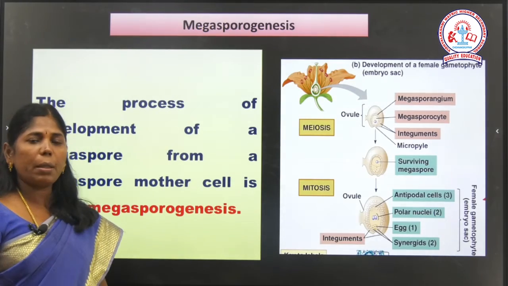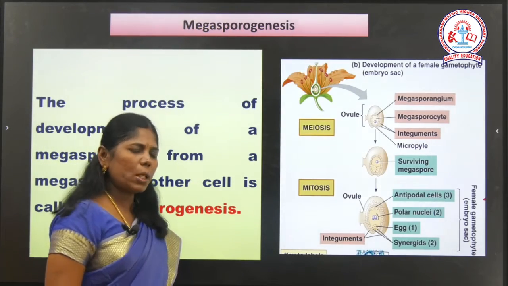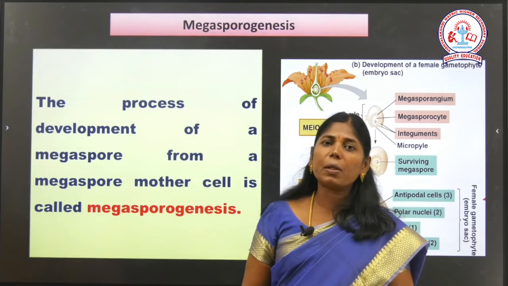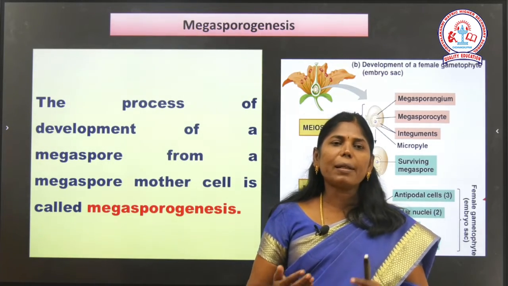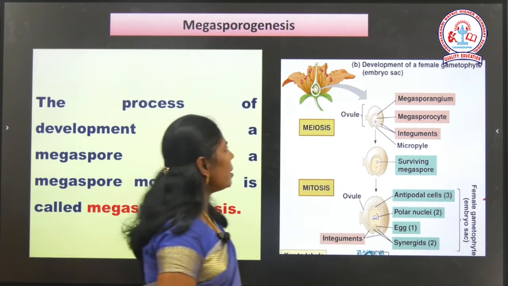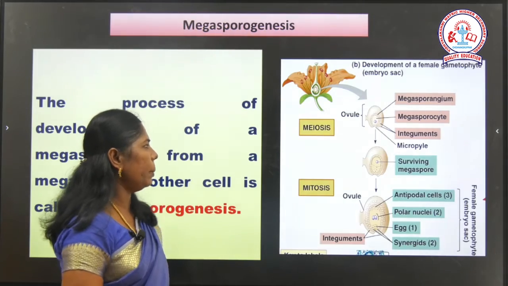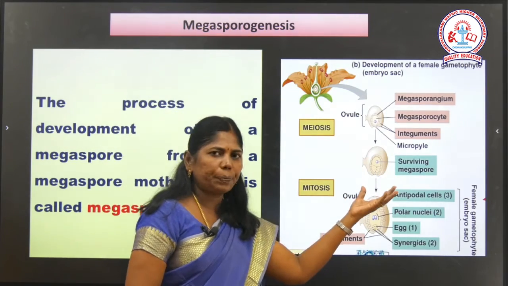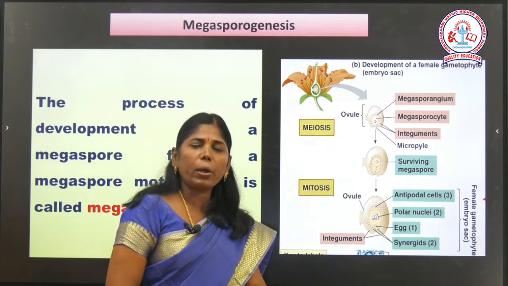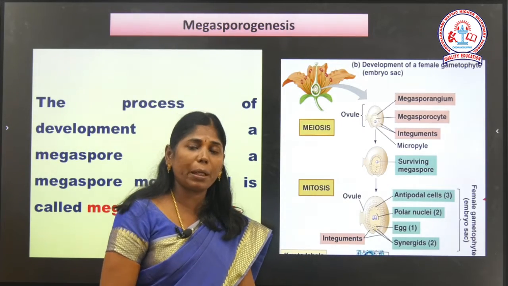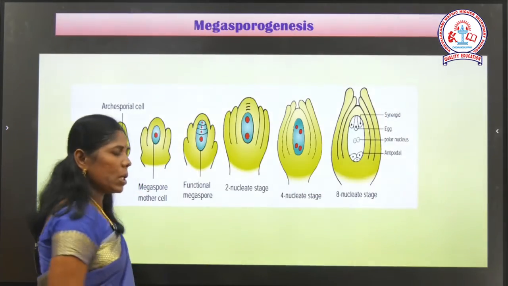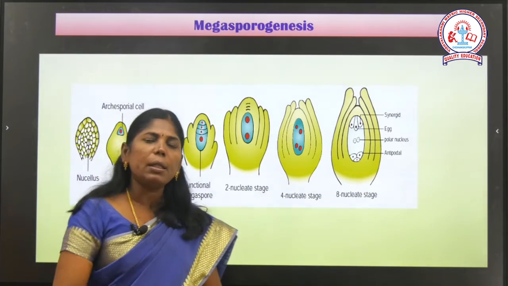So next we are going to see megasporogenesis. Similarly, the megaspore is formed from the megaspore mother cell by reduction divisions. That is known as megasporogenesis. You can see here that the megaspores are formed. The single megaspore mother cell undergoes reduction division to form 4 haploid megaspores. From the megaspore the embryo sac is developed. So how are the megaspores formed inside the ovule?